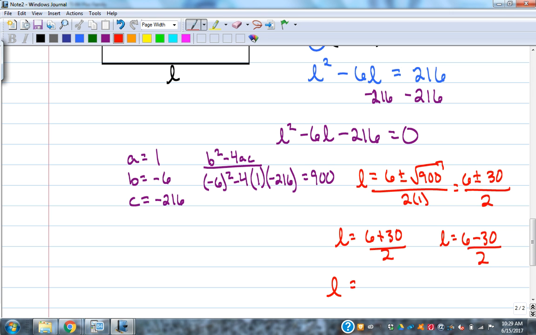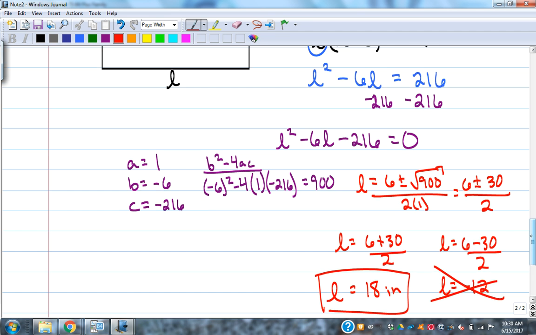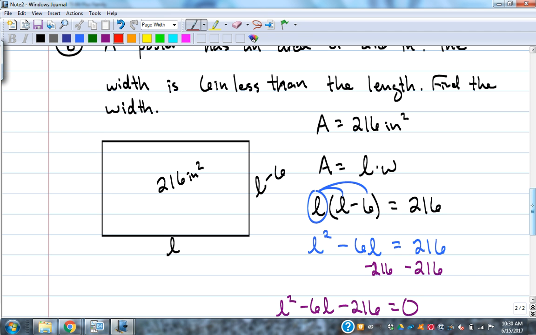Well, 36 divided by 2 would be 18. And then this one would be -24 divided by 2, which is -12. Which one of those do we keep? The positive one. This one. This one gets thrown away, because we can't have a -12. That's the length. We're looking for, what did they ask us to find? Find the width. That's the big deal.